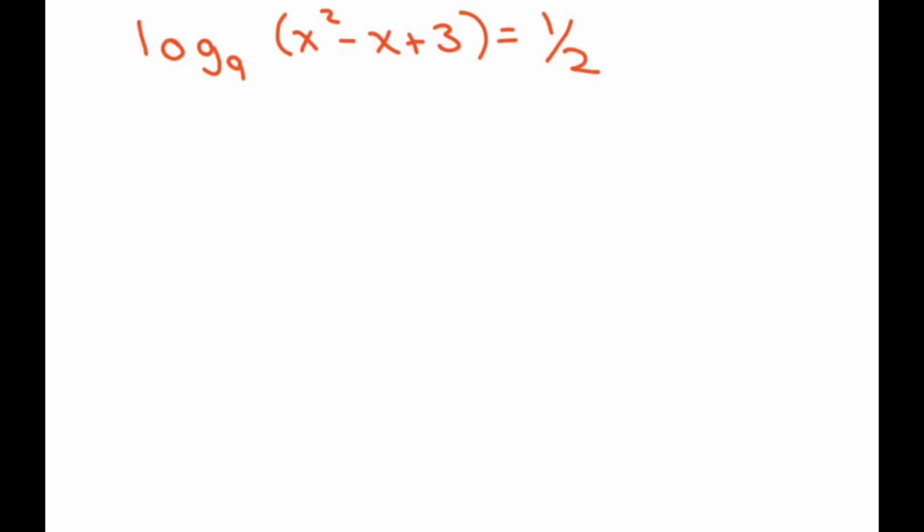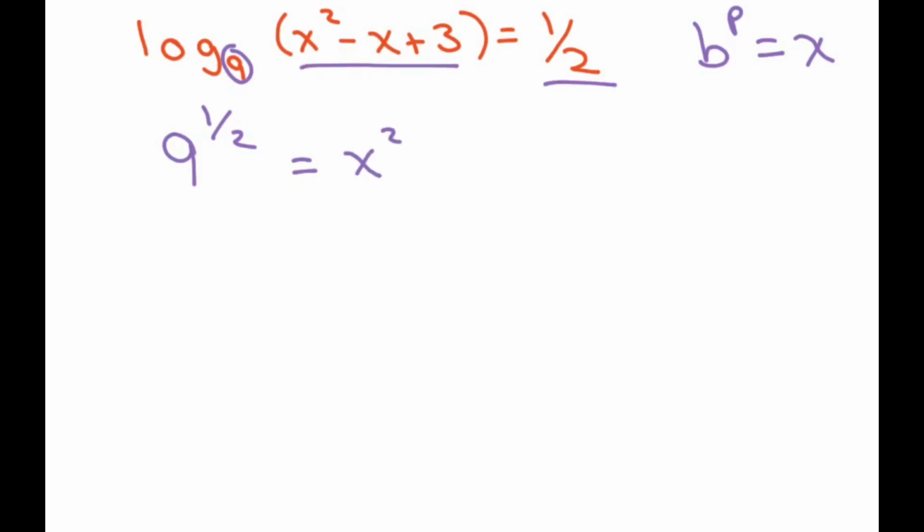And the first thing I want to do is write this as an exponent. So I'm going to write it as base to the power equals our value. So my base is 9, my power is 1/2, and that equals x squared minus x plus 3. So 9 to the 1/2 is the square root of 9, which is 3.